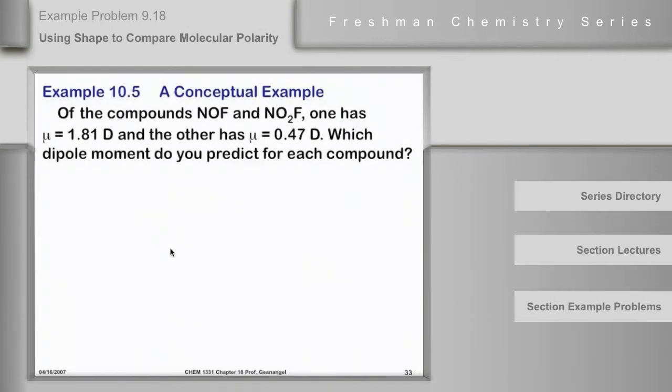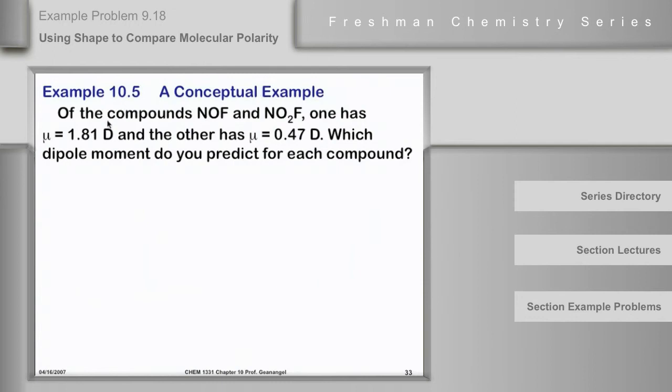Of the compounds NOF and NO2F, one has a dipole moment of 1.81 debye, and the other has a dipole moment of 0.47 debye. Which dipole do you predict for each compound? This is a nice question, because they both have dipoles. It's not like one's polar and one's nonpolar. They're both polar. The question is, how polar?